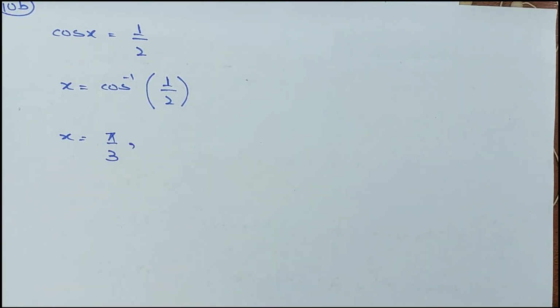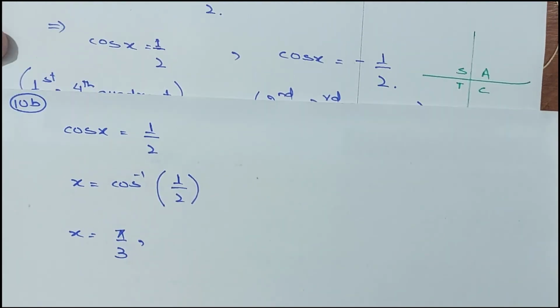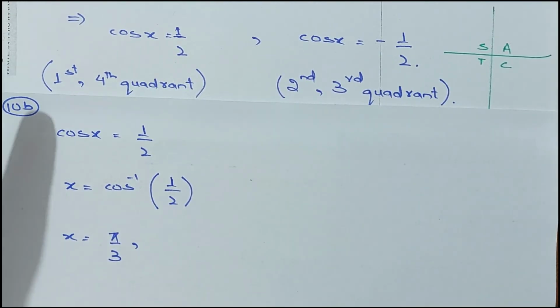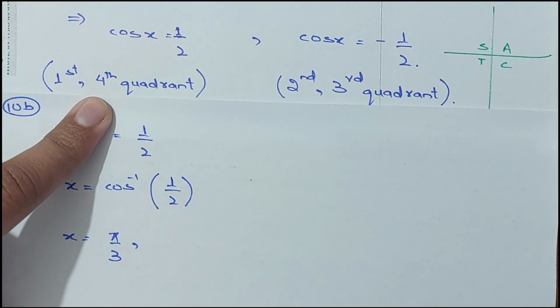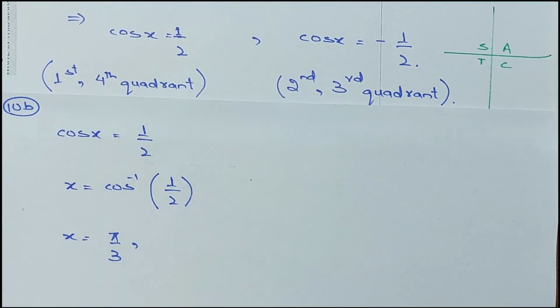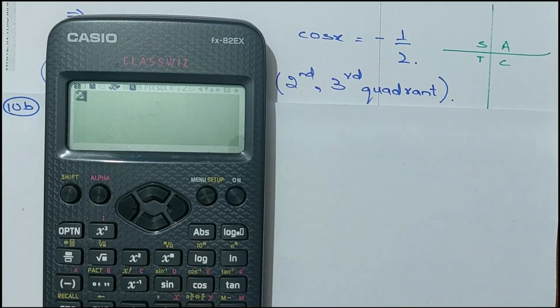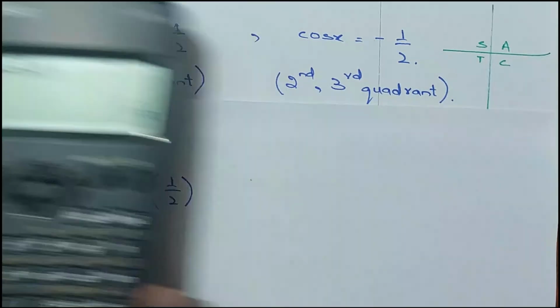And also we know that cos is positive in the fourth quadrant. So this pi by 3 lies in the first quadrant. Now for the fourth quadrant, what is the operation? The operation for the fourth quadrant is 2 pi minus this x value. 2 pi minus pi by 3 is 5 pi by 3.